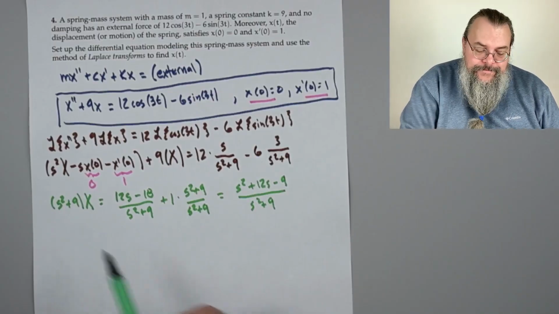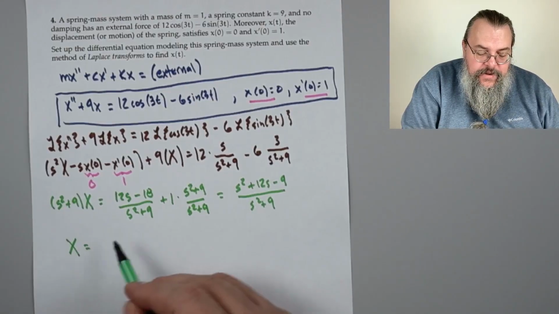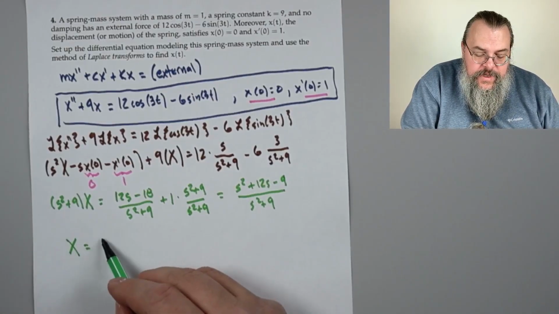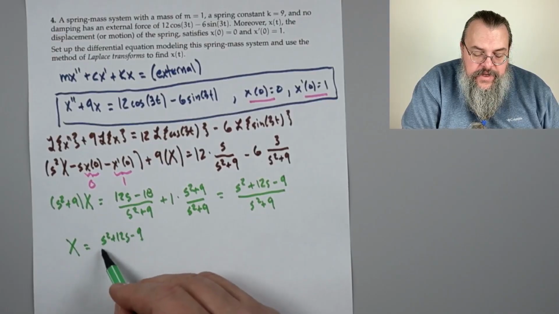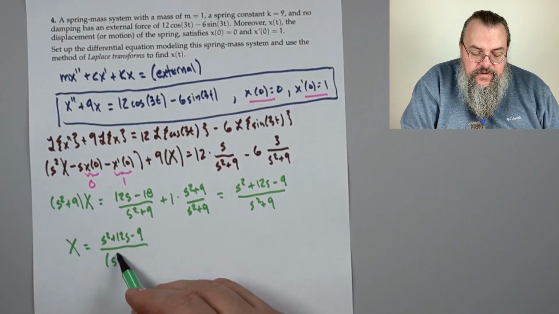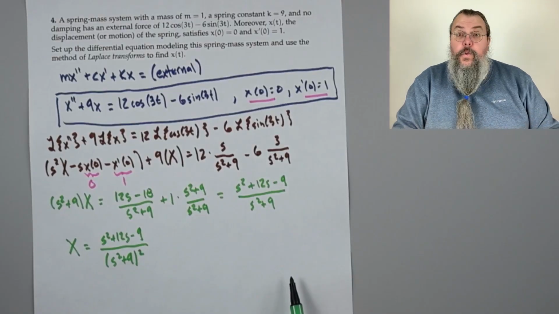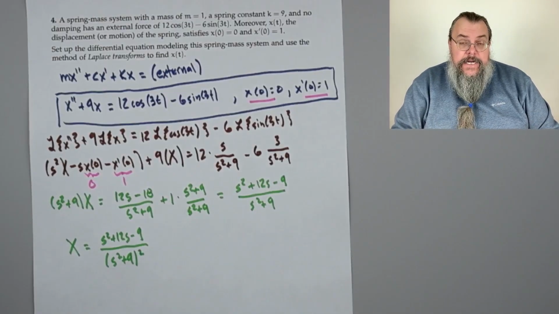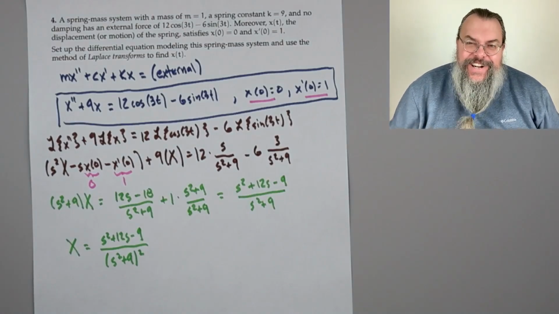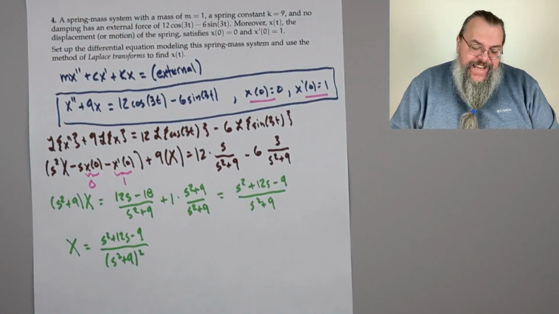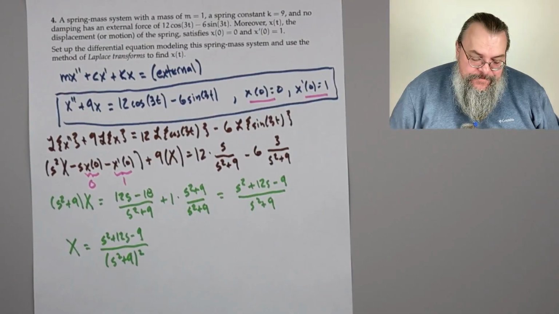Now, solve for capital X. Divide both sides by s squared plus 9. So we get s squared plus 12s minus 9 over s squared plus 9 squared. Okay, what are we going to do here? That's not just sine or cosine, because there's a square down there.